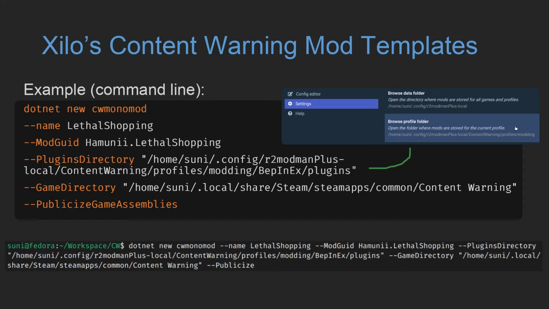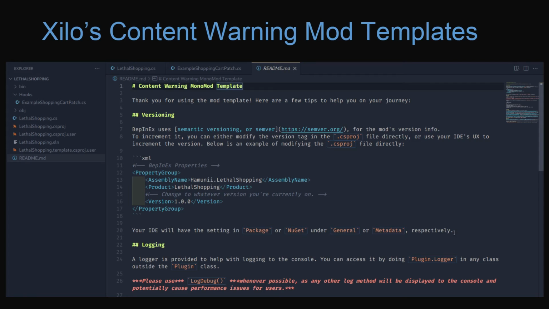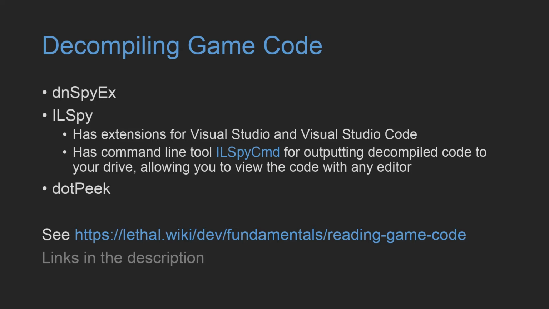So, once we make our mod, we will be greeted with this. We have a readme file that has some tips on working with what we have here and getting started with MonoMod, or Harmony if you use the Harmony template. I recommend reading through this. Now we are at the point where we need to read the game code so we can get started with patching code and doing all that fun stuff.